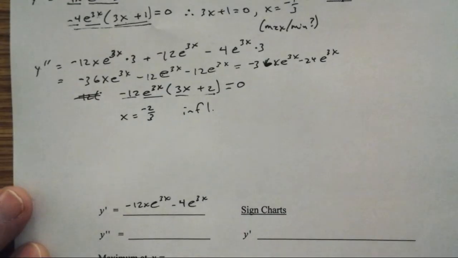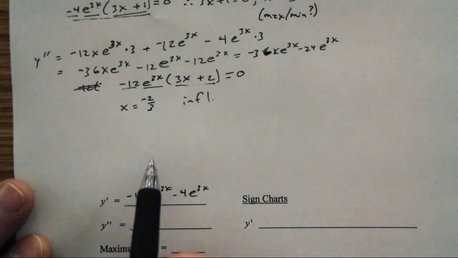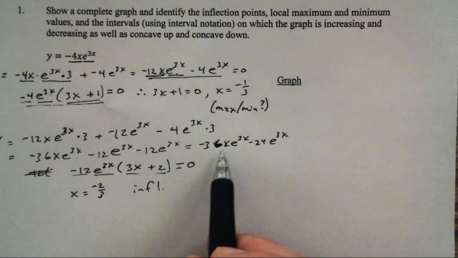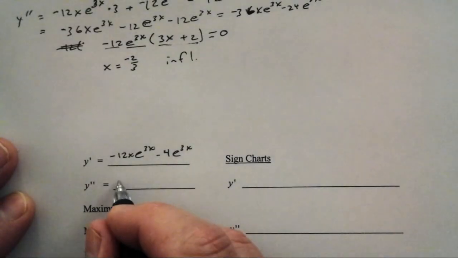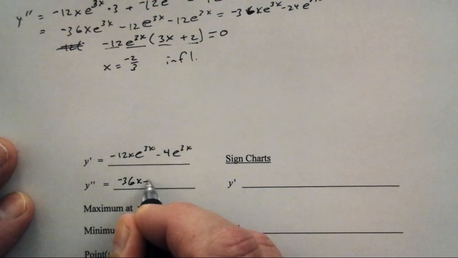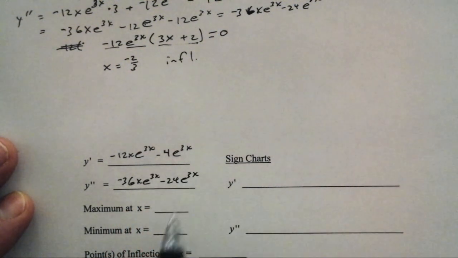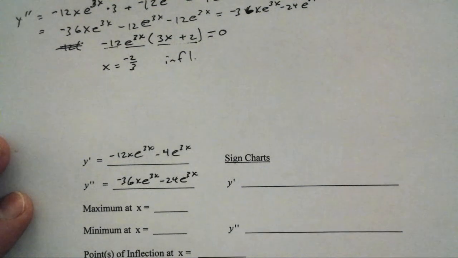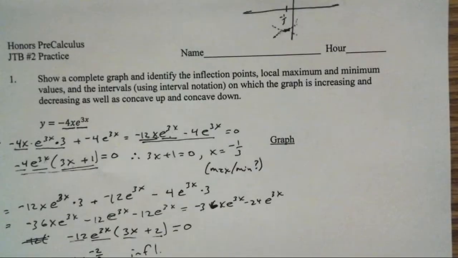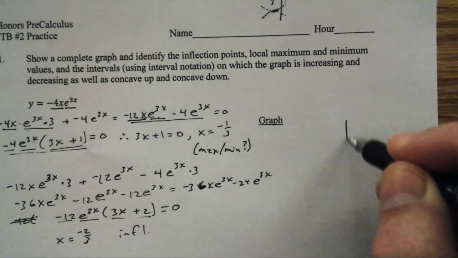So second derivative, I'm going to jot it down here. I think I'll jot it down in this form: negative 36x e to the 3x minus 24 e to the 3x. Of course, you could jot those down in their factored forms as well. Okay, now let's talk about the graph.